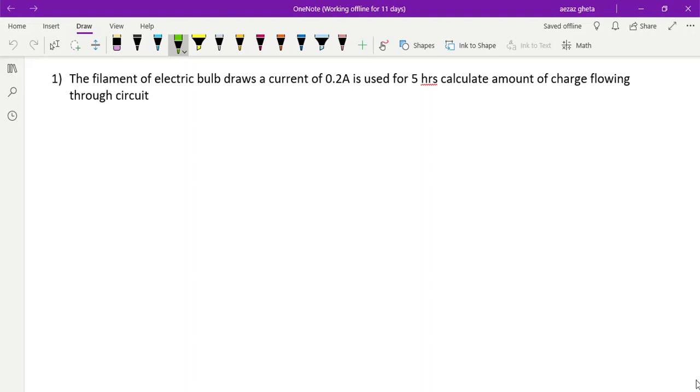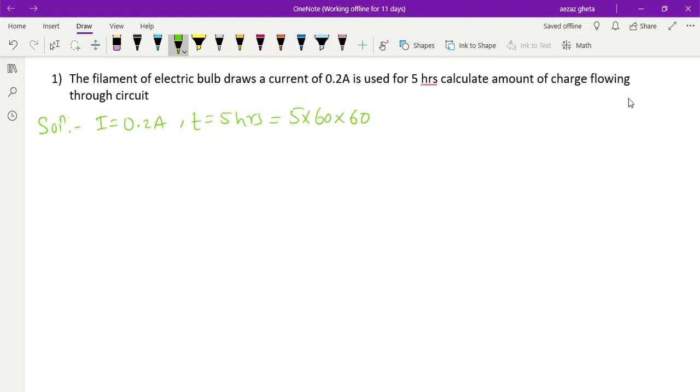The question is on the screen. Try this sum. The filament of an electric bulb draws 0.2 ampere current. So I is equal to 0.2 ampere. It is used for 5 hours, so time is equal to 5 hours. And this 5 hours we need to convert into seconds, remember. So 5 into 1 hour, that is 60 minutes, and each minute has 60 seconds.